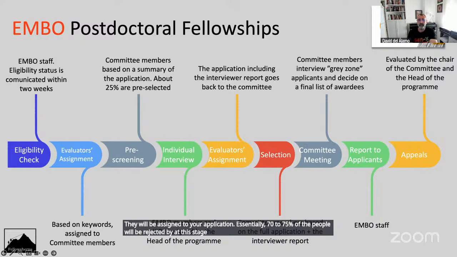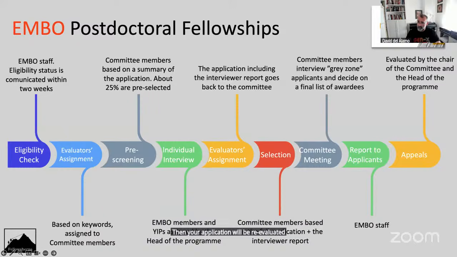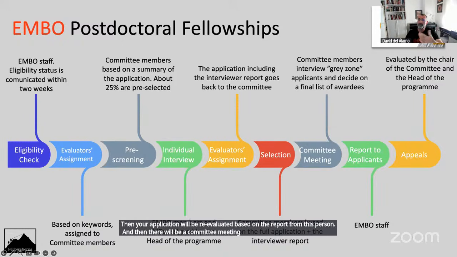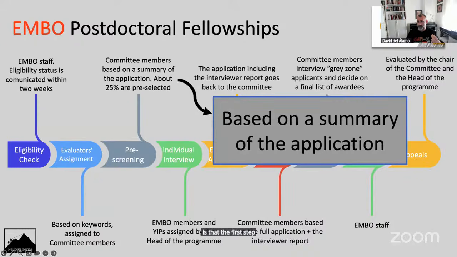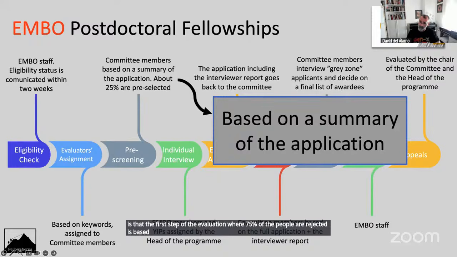There's a pre-screening. And if you pass this pre-screening, then you will be interviewed by an expert, an EMBO member, or someone from the Young Investigator Program. Then your application will be reevaluated based on the report from this person. And then there will be a committee meeting, there will be a ranking of the people, and people will be informed. The problem here is that the first step of the evaluation, where 75% of the people are rejected, is based on a summary of the application.